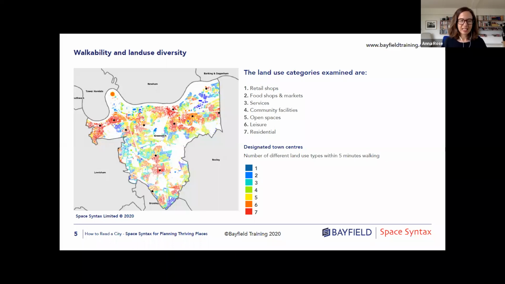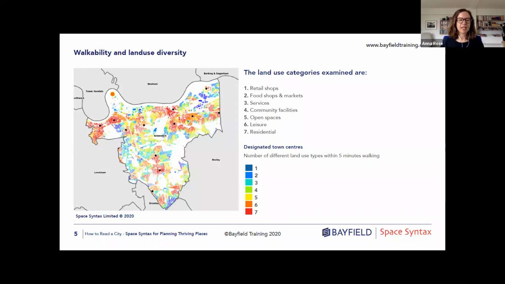And in this image, you can, for example, see that, this is the London Borough of Greenwich, some of the historic town centers are very well served with a high diversity of land uses. But then there are areas of more recent development which are very far away from this diversity. So it means that people are more likely to have to use their car for some of the things they're doing on a day-to-day basis.